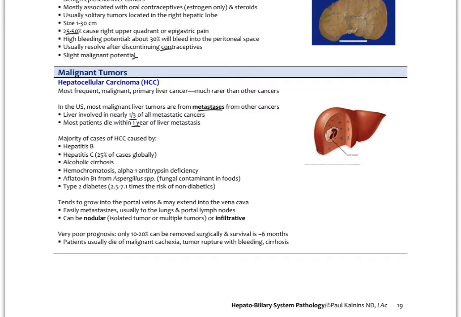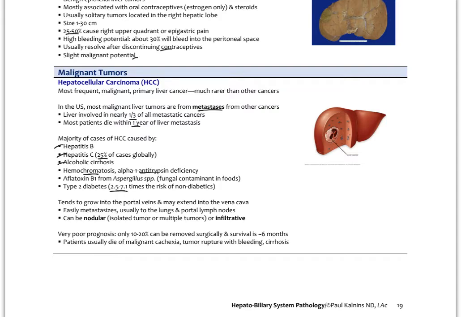So that's usually an indication of a very poor prognosis if it's a secondary liver tumor. But primary HCC also has a very poor prognosis. It's typically caused by chronic Hep B infection, Hep C, it's 25% of cases globally, alcoholic cirrhosis, then we have hemochromatosis, alpha-1 antitrypsin, aflatoxin from Aspergillus, that's a fungal contaminant in food, we think is a big player in different populations for driving liver cancer. And then type 2 diabetes with the NAFLD-NASH, we're seeing an increased risk, and that continues to increase. And that's going to be up to 7 times the risk of non-diabetic patients.